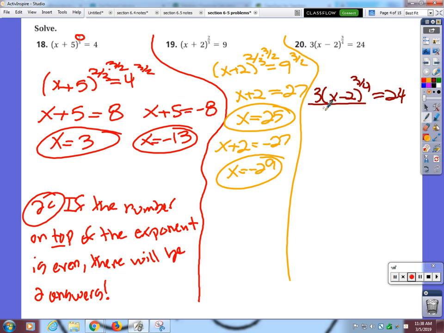I am going to divide it by 3. It's as if she can see the future. She knew what I was going to do before I even did it. Shh.